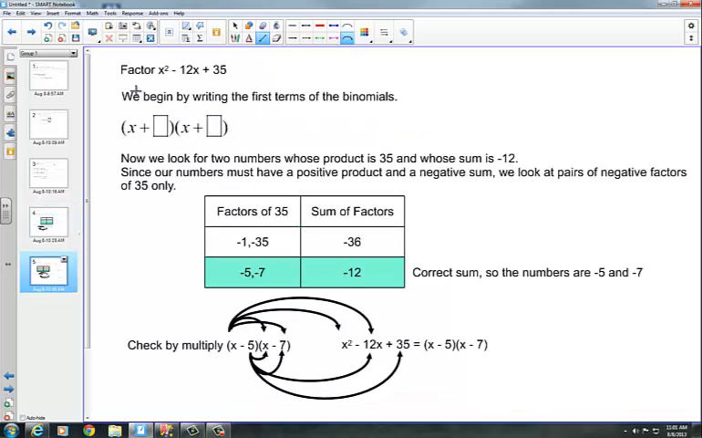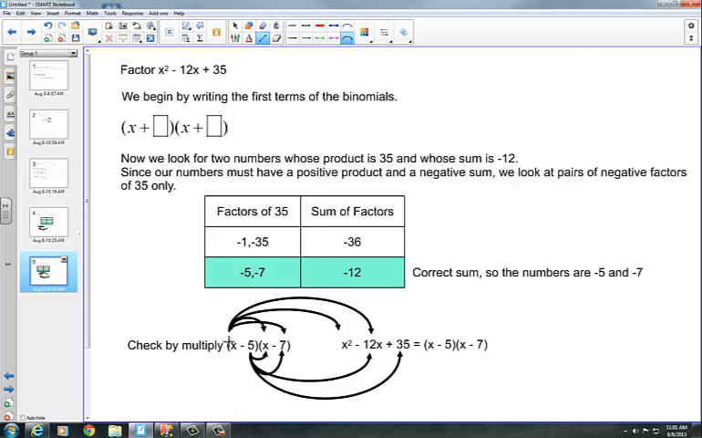Now let's factor a problem with a negative sign. X squared minus 12x plus 35. We begin by writing the first terms of the binomials, (x plus a number)(x plus a number). Now we look for two numbers whose product is 35 and whose sum is negative 12. Since our numbers must have a positive product and a negative sum, we look at pairs of negative factors of 35 only. Factors of 35 are 1 and 35, 5 and 7. But these are negative because we have a negative sum. So the sums are negative 36 and negative 12. That's the correct sum, so the numbers are negative 5 and negative 7.